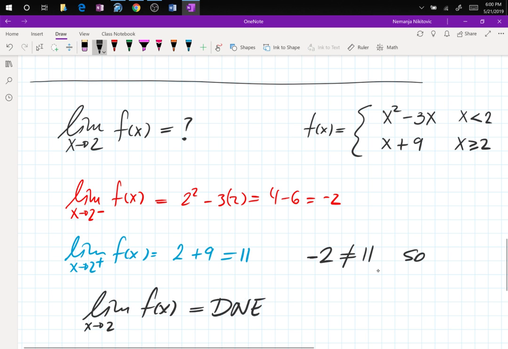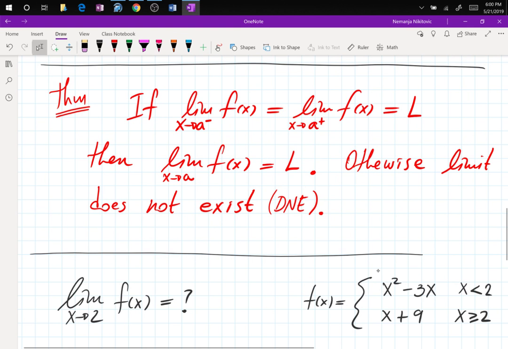Observe that both of your one-sided limits exist. The red one, the approach from the left, is negative 2, and the blue one is 11. So both one-sided limits exist. The overall limit does not exist because they do not agree. The red and the blue number are not the same, and that's why the overall limit does not exist. The theorem clearly states only if they are equal, the limit exists and it's L. If they are not equal, well, that goes in the otherwise part. The limit does not exist.